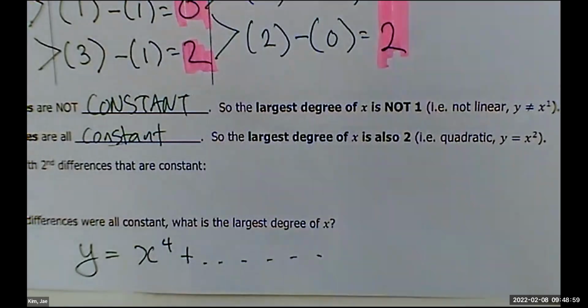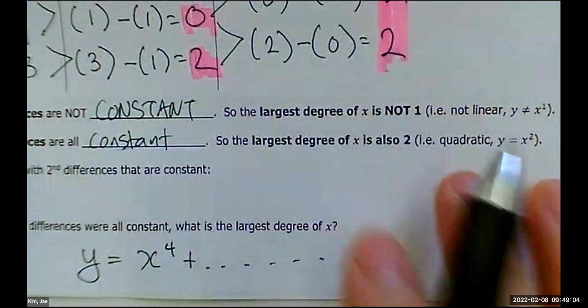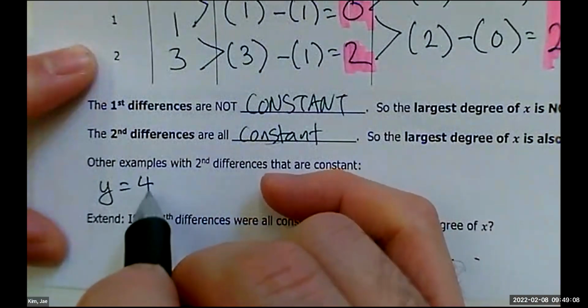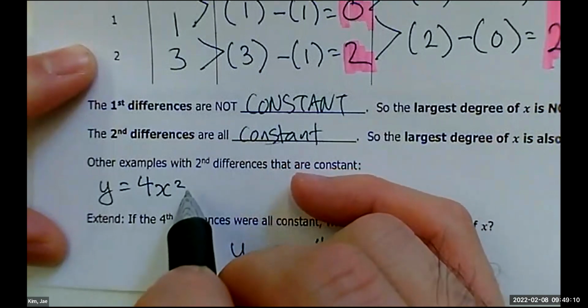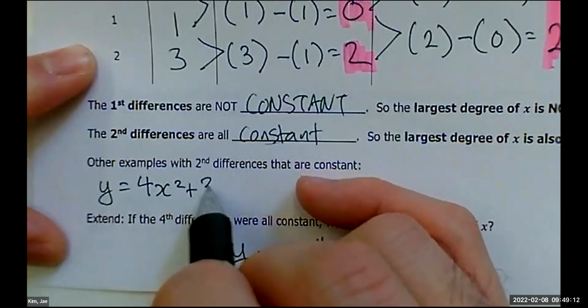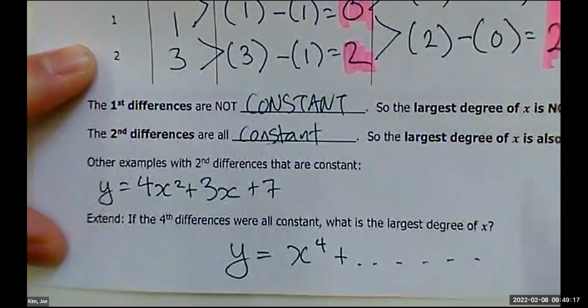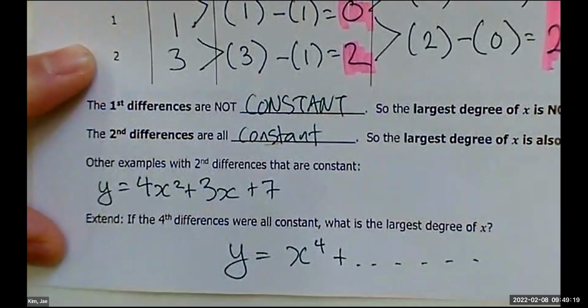No, I want an equation, so leave the x there. So literally, give me a number. 4. Give me another number. Give me another number. Here's one example. How do I know this one still has second differences that are constant?